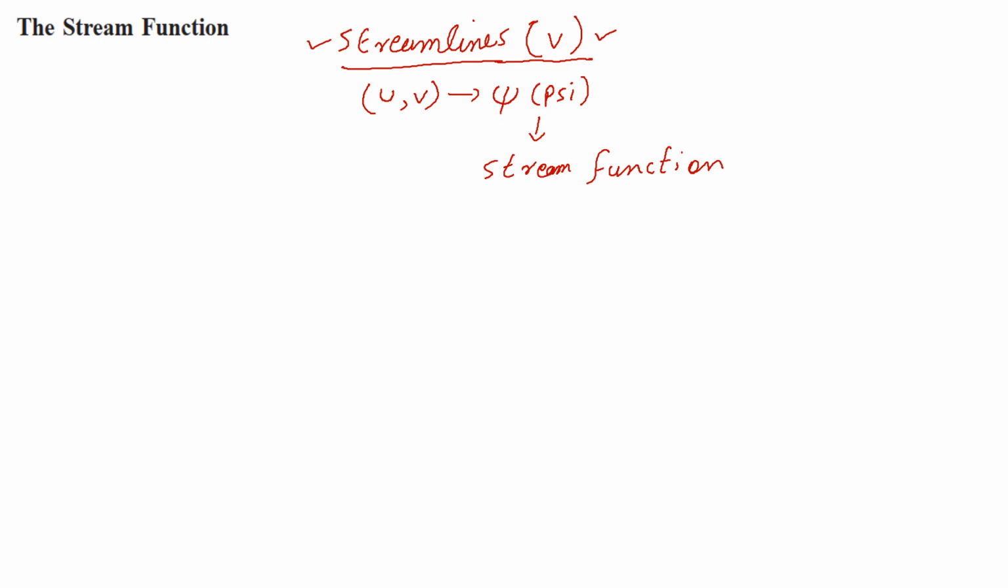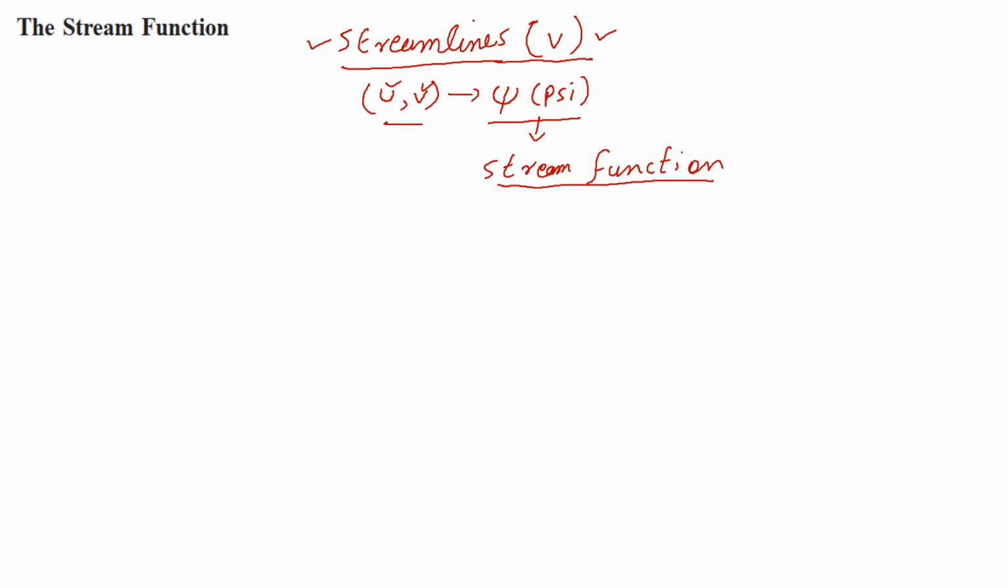And then in this slide, we are going to represent our two velocity vectors in our differential form of continuity equation, that is the u velocity vector and the v velocity vector, as a single term, that is the psi term, and that is our stream function.